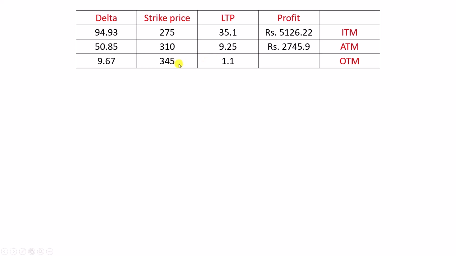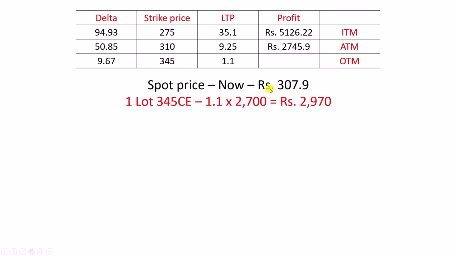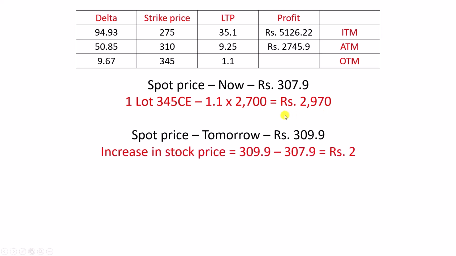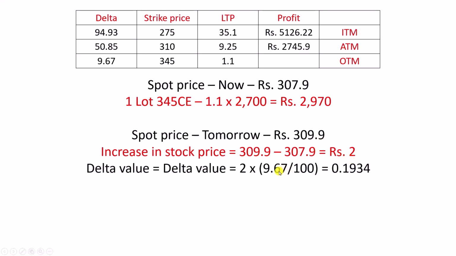Now let us go to third condition. Instead of buying ATM or ITM option, I buy OTM option. So spot price at the time of buying is same. Instead of buying these options, I buy 345 call option. Now the premium is 1.1 rupees and I pay 2,970 rupees. Okay. Tomorrow it increases to 309.9 rupees and the change in stock price is 2 rupees. Here the delta value is 9.67. So 9.67 divided by 100 into 2 is this much.